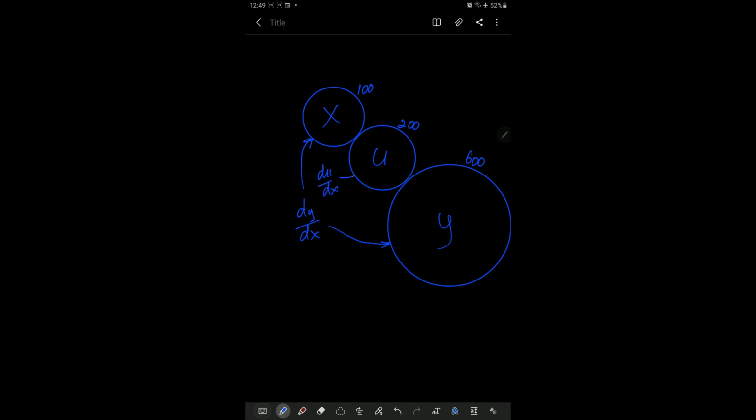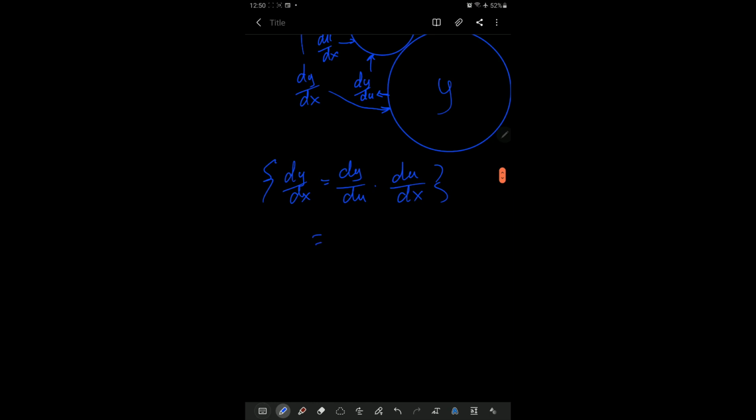du dx is the rate of change of u with respect to x, and dy du is the rate of change of y with respect to u, the rate of change of the y cogwheel with respect to u. Okay, so we just recap what the chain rule is again. Just here we say dy dx equals dy du multiplied by du dx.